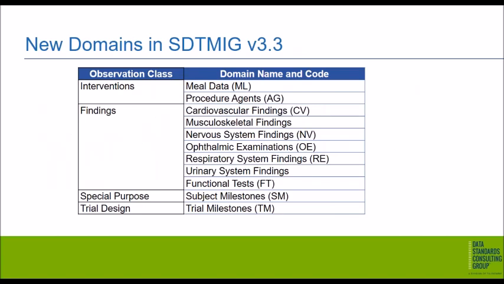So these are the new domains that appear in version 3.3. In addition to the body system-based domains that we had here, there was also functional tests. Functional tests is designed to be set up much like the questionnaire domains, with the category being the name of the test. We also have domains for subject milestones and trial milestones, which I'll be talking about, as well as intervention domains, one for meal data and one for procedure agents.